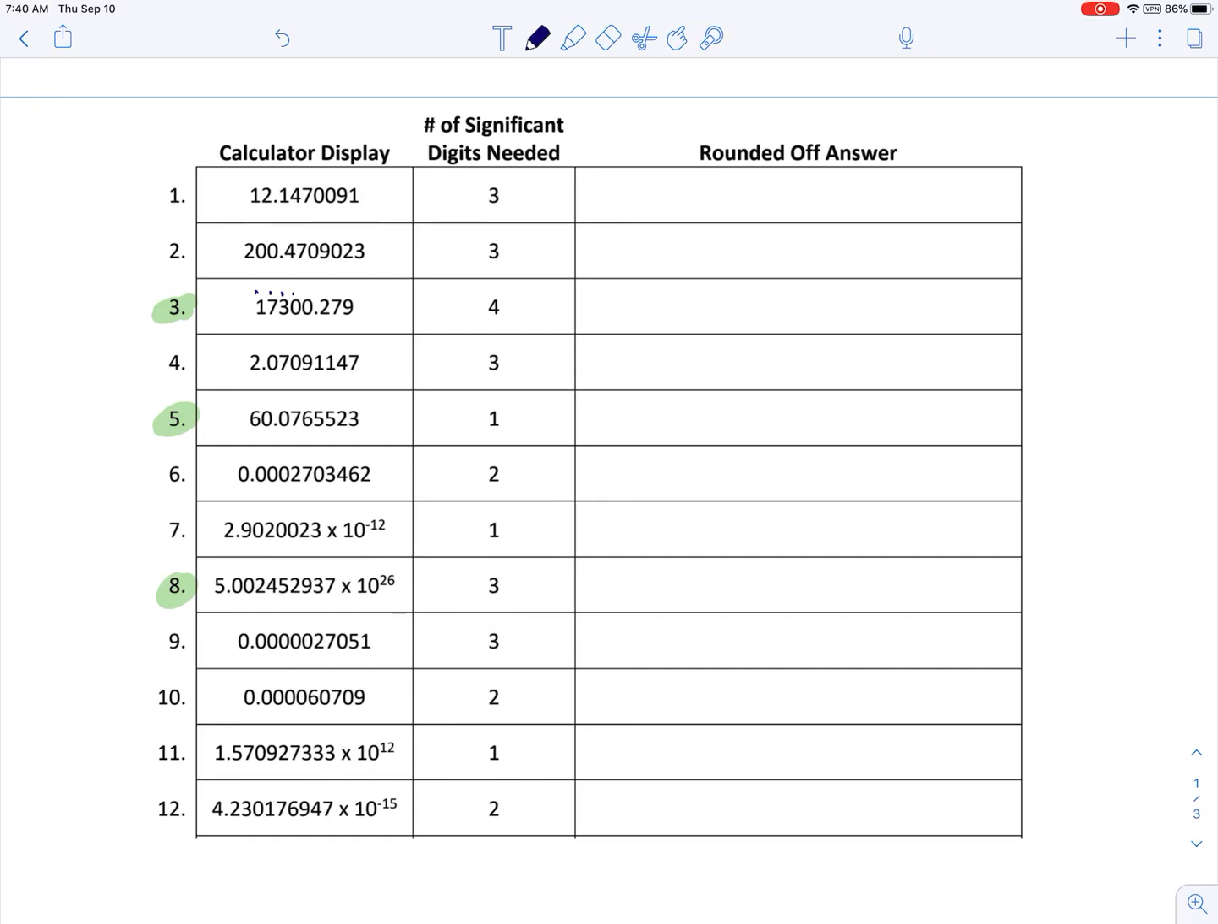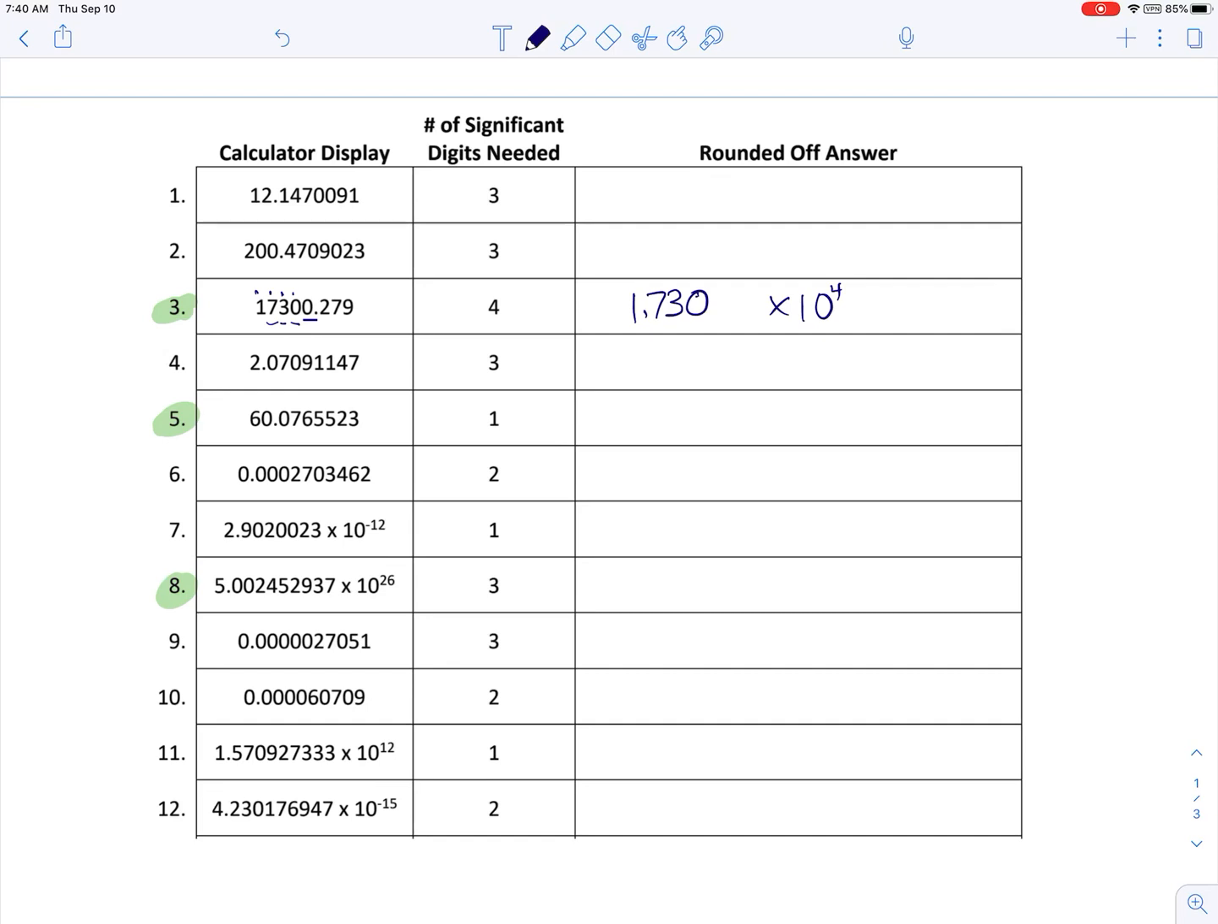But how do I write 17,300 and show that only that first zero is significant? There's no way to do that unless you switch this number to scientific notation. So let's write it in scientific notation. We'll move this decimal over 1, 2, 3, 4 spaces to get a number 1.73, which is between 1 and 10. So because I moved it 4 spaces, it'll be times 10 to the 4. And 1.73 would have 3 significant digits. To get our fourth digit, we include that first zero. So 1.730 times 10 to the 4 would have 4 significant digits.